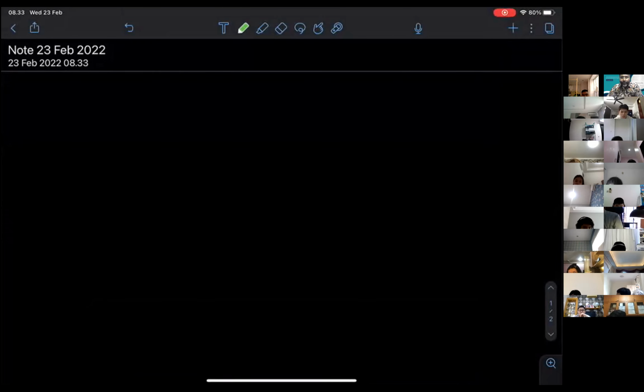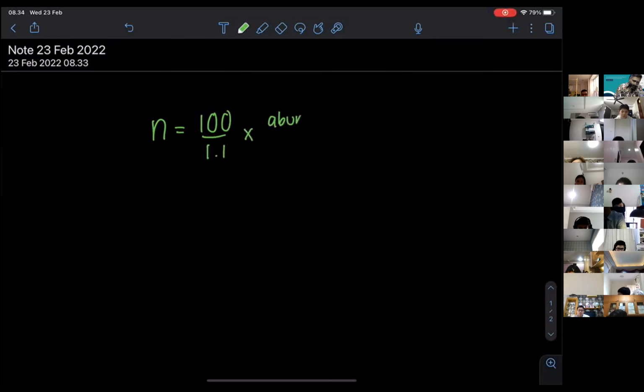But if you look at what we have learned today, within this 1 hour lesson, the only takeaway I want you to look at is this formula: n equals 100 divided by 1.1, times the abundance of M plus 1 divided by the abundance of M.